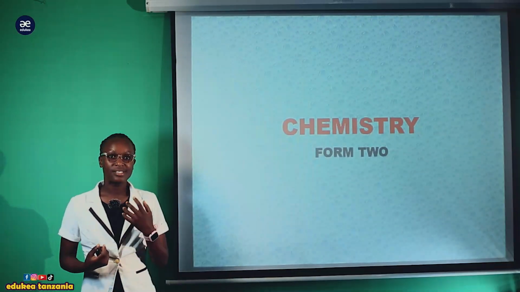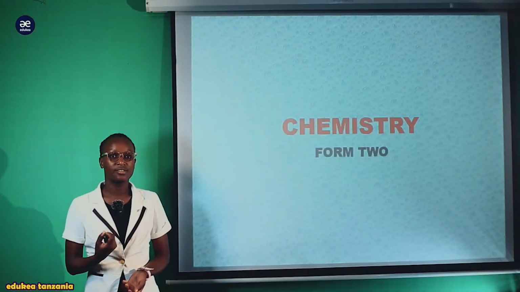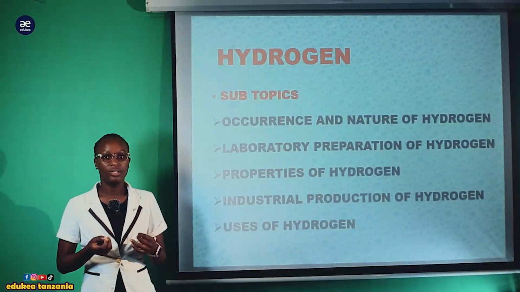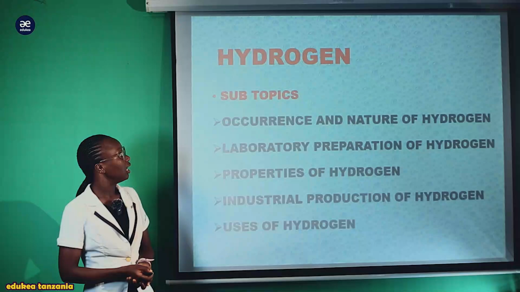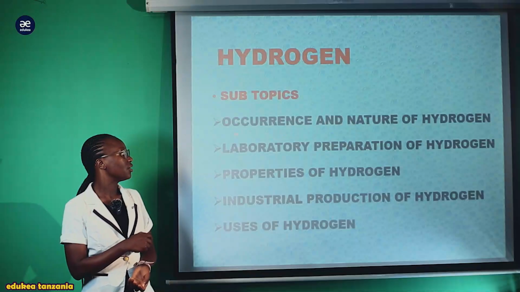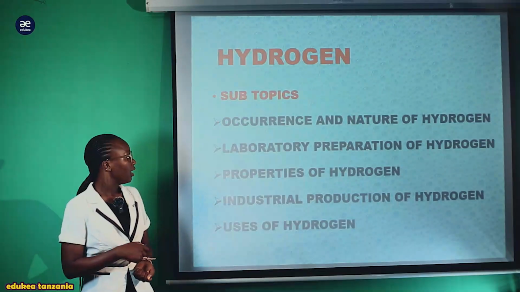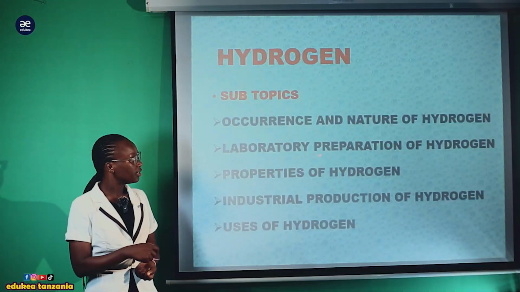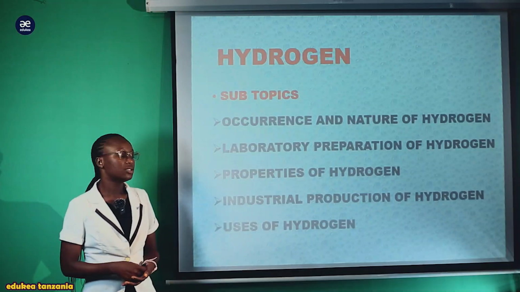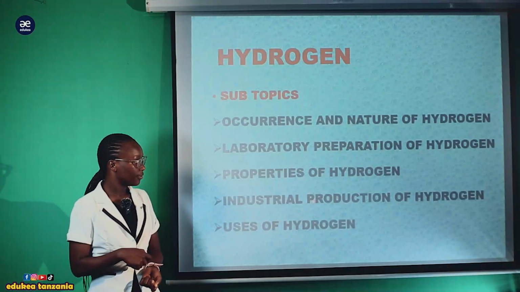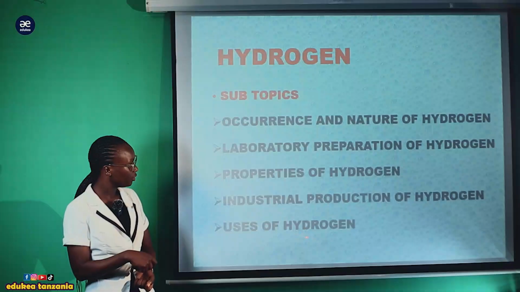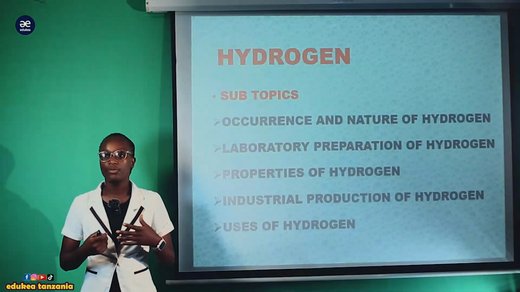We are going to learn the chemistry subject, and our class level today is Form 2. Today we are going to cover the topic known as hydrogen, which consists of the following subtopics. The first is the occurrence and nature of hydrogen. Another is the laboratory preparation of hydrogen gas. Another is the properties of hydrogen. Another is the industrial production of hydrogen: how can we produce hydrogen industrially? And the final subtopic is the uses of hydrogen.